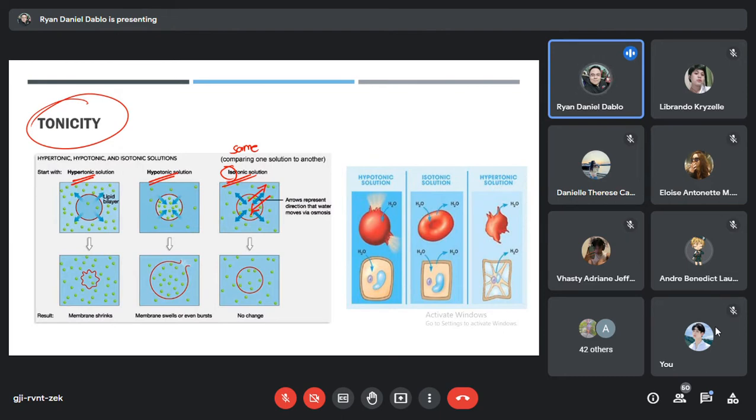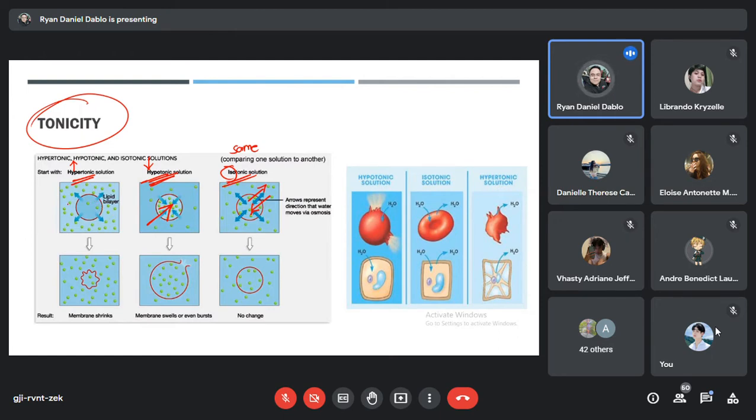The dramatic effect happens when a cell is exposed to a hypotonic solution, or a solution that is less concentrated than the cell, or a hypertonic solution, or a situation in which the fluid around the cell has a greater concentration compared to the cell, right? So what this means is that water in a hypotonic solution will attempt to enter the cell because it is less concentrated outside compared to the cell's insides. The reverse is what will happen in a hypertonic solution.